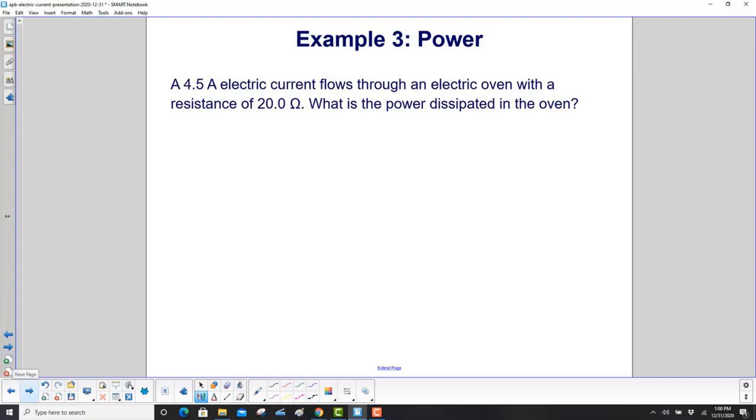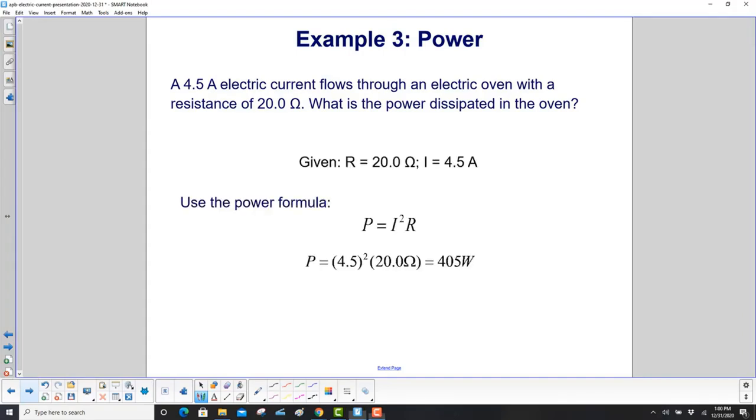A 4.5 amp electric current flows through an electric oven with a resistance of 20 ohms. What is the power dissipated in the oven? We have resistance and current, so we need to use this equation for power, I squared R. Here's our current, here's our resistance, and we get a power of 405 watts.